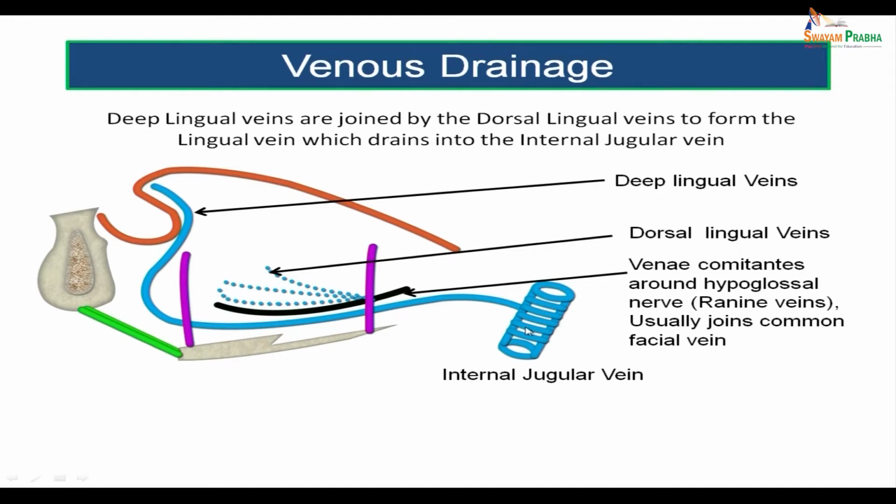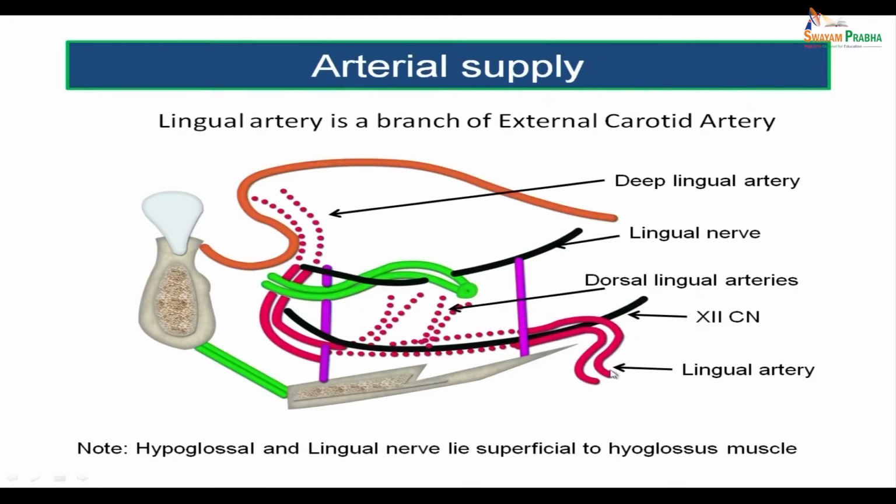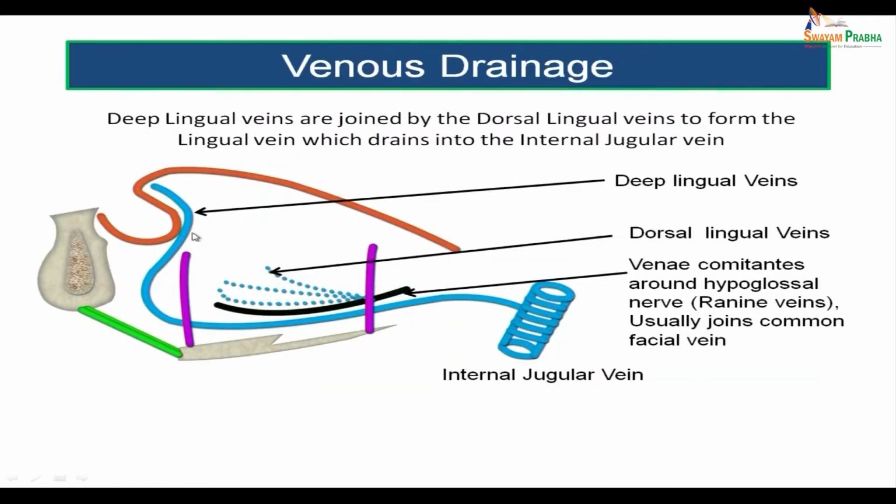So if you summarize, the arterial supply is by the lingual artery which is coming from the external carotid artery. It gives the dorsal lingual arteries and the deep lingual arteries. If you see the venous drainage, the deep lingual veins are joined by the dorsal lingual veins to form the lingual vein which drains into the internal jugular vein. Additionally, there is a venous network around the hypoglossal nerve. This is called venae comitantes around the hypoglossal nerve, and these usually join the common facial vein, but occasionally can join the lingual vein as well.